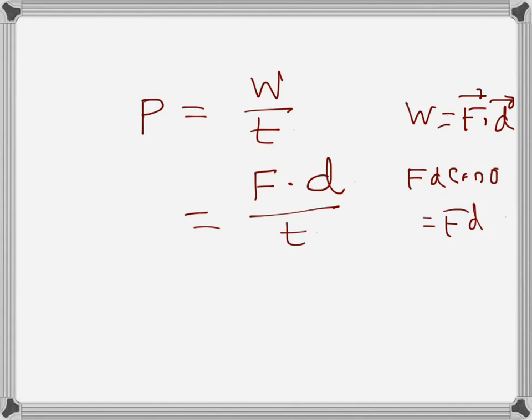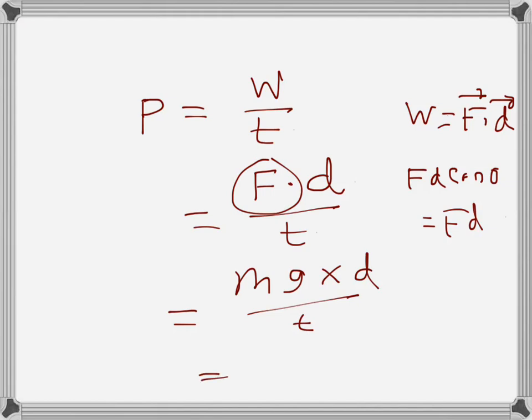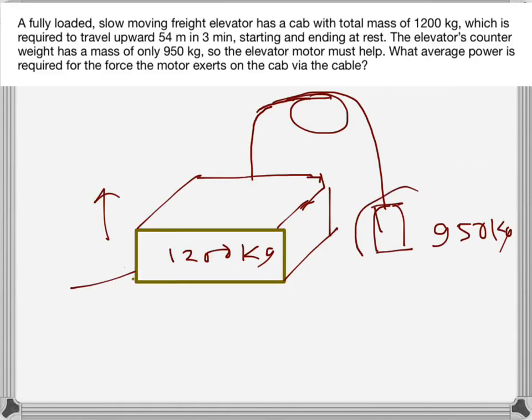We have to find the power required, and we don't know the force, but the force here is basically the weight. So that will be m g times d over t. So mg is not 1200 times 9.8, because it is 1200 minus 950 that is the weight, because this much is already counteracted. So this is the counterweight anyway, 950.